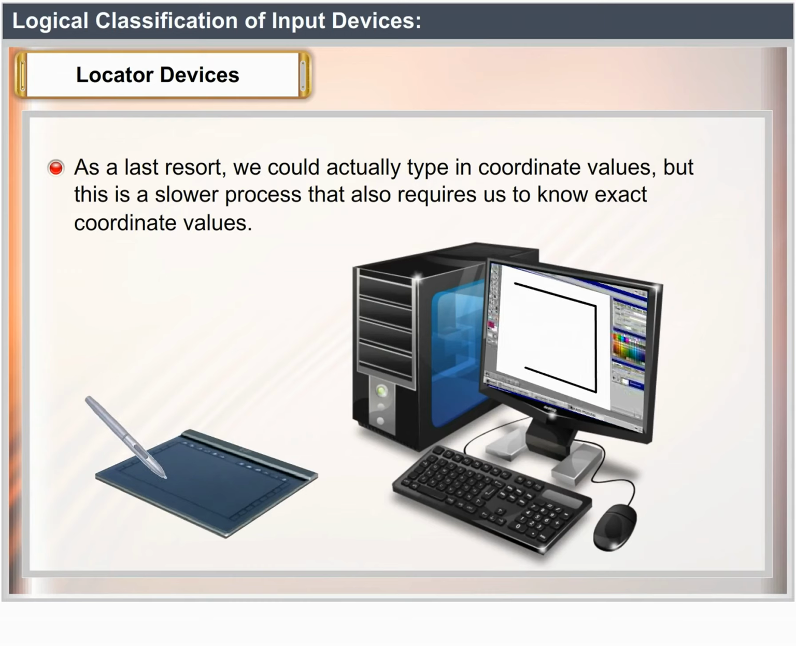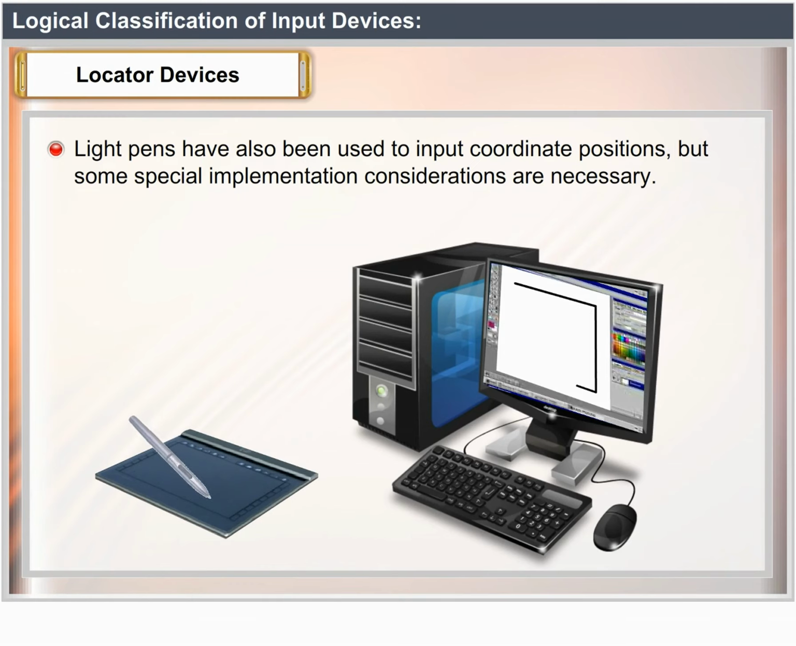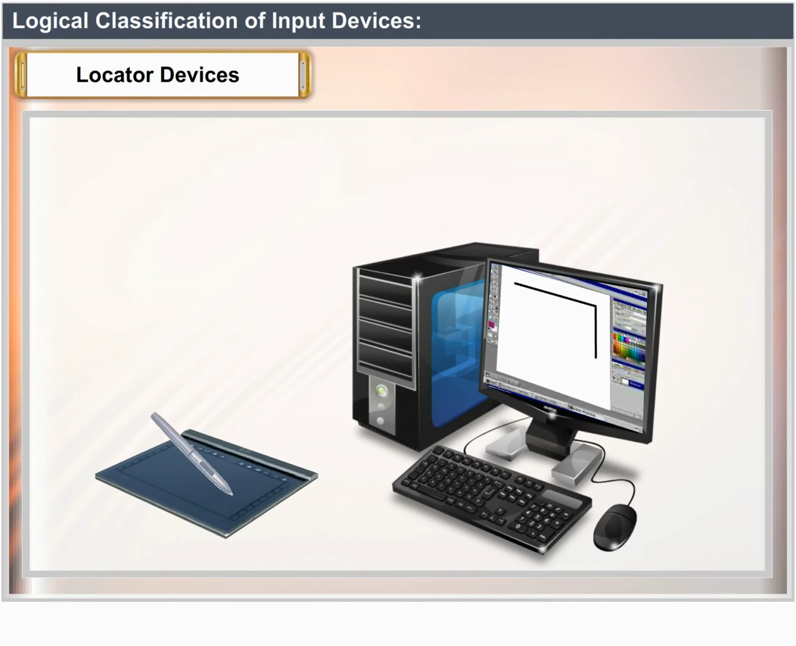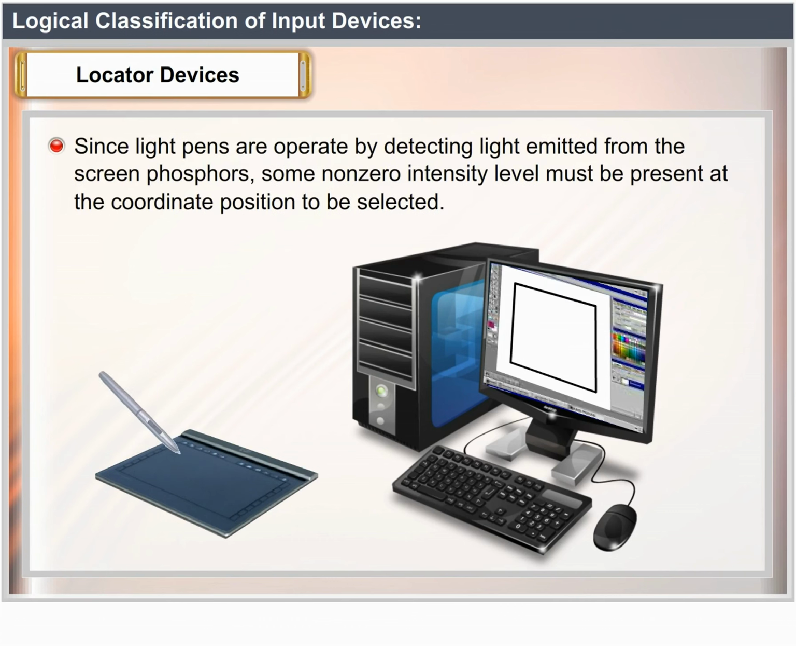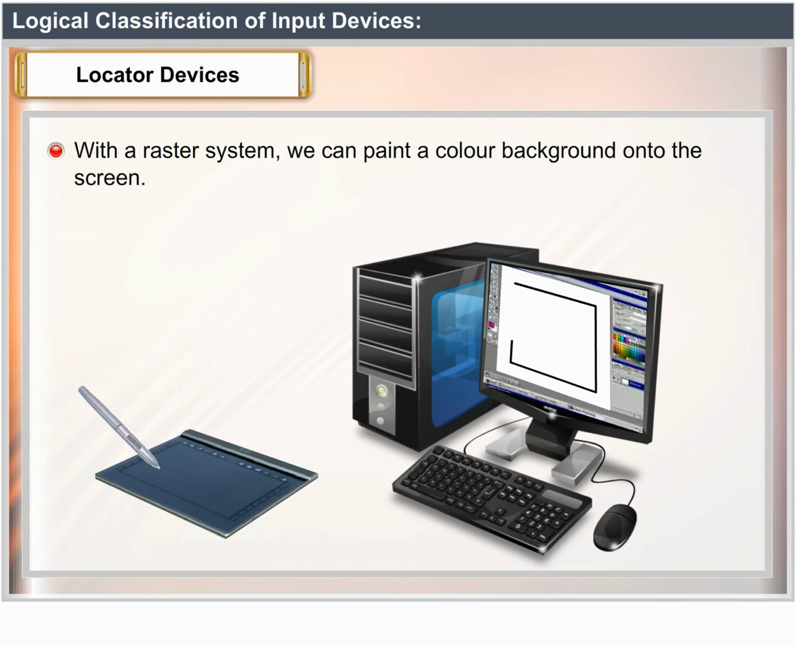Light pens have also been used to input coordinate positions, but some special implementation considerations are necessary. Since light pens operate by detecting light emitted from the screen phosphors, some non-zero intensity level must be present at the coordinate position to be selected. With the raster system, we can paint a color background onto the screen. As long as no black areas are present, a light pen can be used to select any screen position.